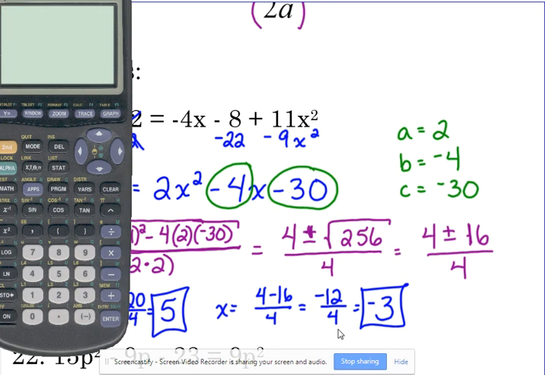Now let me show you something on the calculator. Notice I did this by hand. 4 minus 16 divided by 4. If you just type that straight into the calculator like this, with no parentheses or anything, it gives you 0. 0 is not the correct answer. You have to put parentheses because it's 4 minus 16, because you have more than one term in the numerator. You got to put parentheses around it. That gives you the correct answer of negative 3. Okay, so either break it down piece by piece, or don't forget your parentheses.